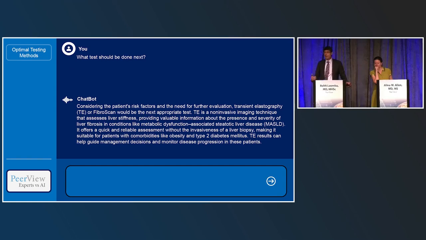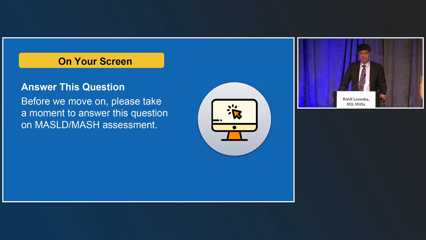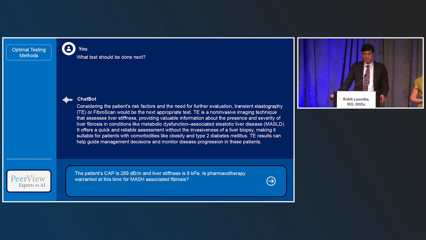Depending on the machine you have, you could potentially get both CAP, which is controlled attenuation parameter, to look at fat content in the liver, and also look at the liver stiffness at the same time. So let's see what we get next. If transient elastography FibroScan shows a CAP of 289 decibel per minute, and liver stiffness is 8 kilopascal, would you recommend pharmacotherapy at this time for this patient? Number 1, not warranted. Number 2, is warranted for this patient. Number 3, I need more information. 4, not sure. So let's ask AI, what is AI thinking?